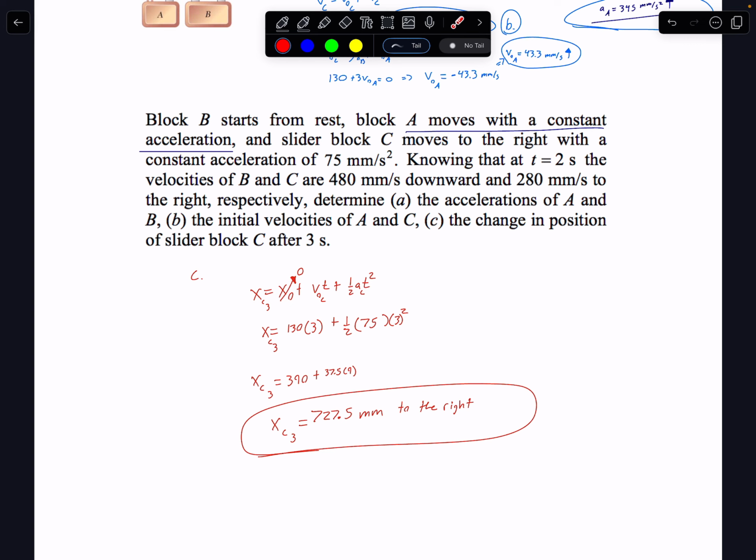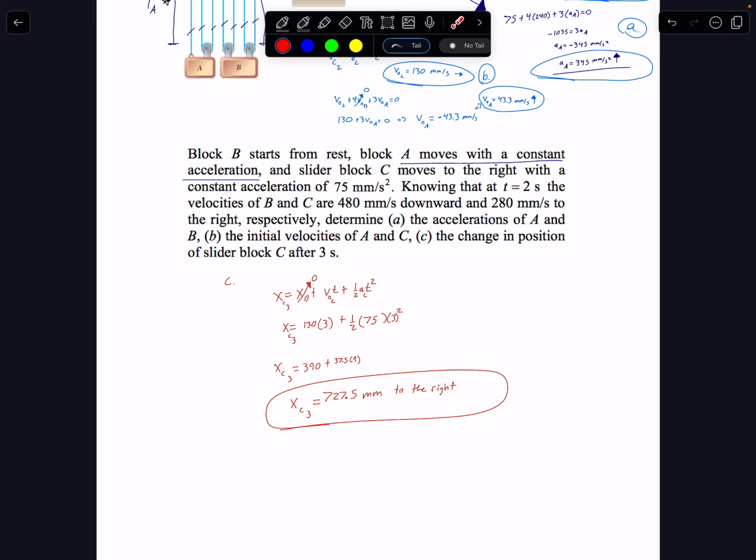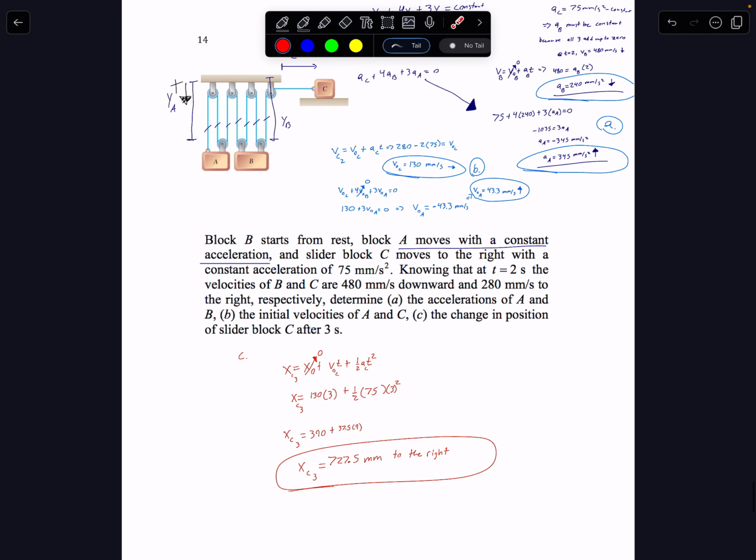And then part C is just the change in position of the slider block C after 3 seconds. So assuming it starts at, say it starts at 0, as we're just looking for the change. We have the initial velocity, we know how long it's going, and we have the acceleration. This is easy, it's just plug in and we get 727.5 millimeters to the right. So it means it starts here and goes over there, 727.5.